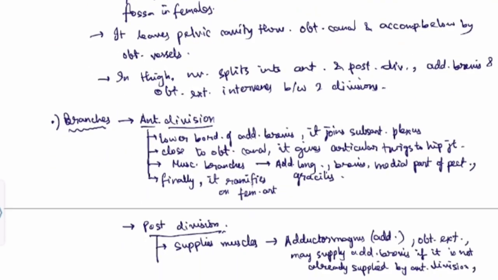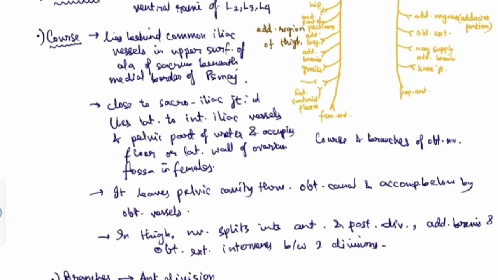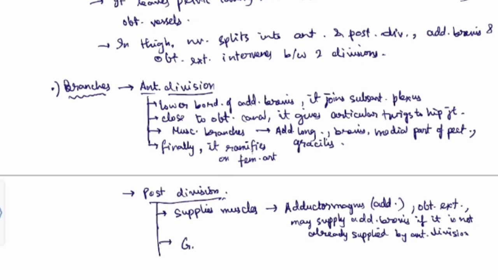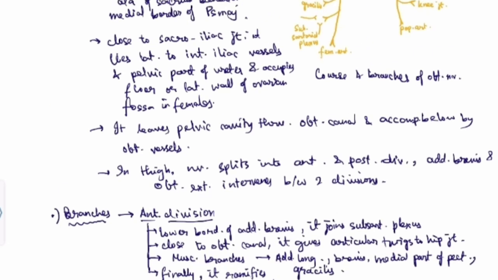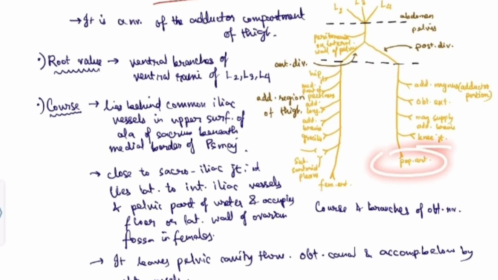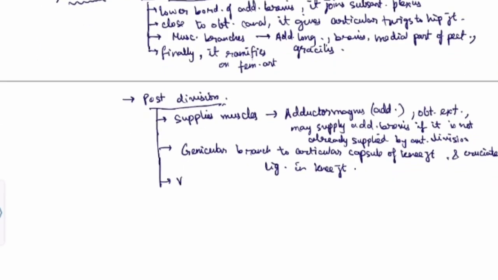Again, this gives an articular branch to knee joint, but then we can discuss about it later. Going on, it gives genicular branch to articular capsule of knee joint and cruciate ligaments in knee joint. You can see the articular branch has been marked here. Finally, the popliteal artery. So vascular branch to popliteal vessels.